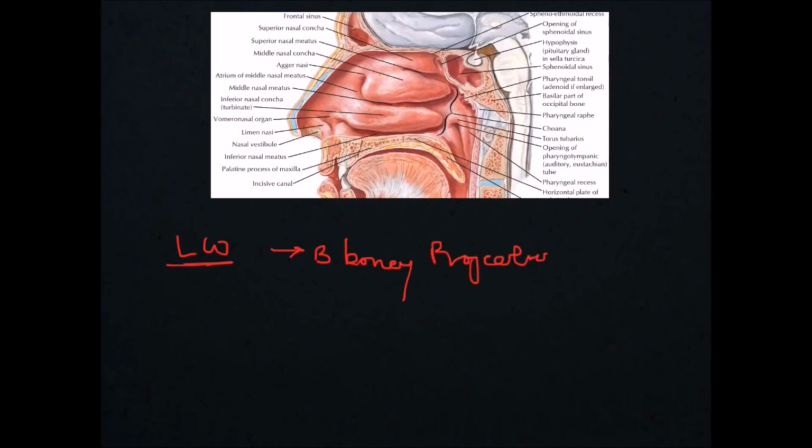So what are they? The 3 bony projections are termed concha. The one present in the upper part is termed superior concha, in the middle part is middle concha, and the inferior part is called inferior concha. They are also termed turbinates, so they can also be named superior turbinate, middle turbinate and inferior turbinate. Inferior turbinate is the largest turbinate.